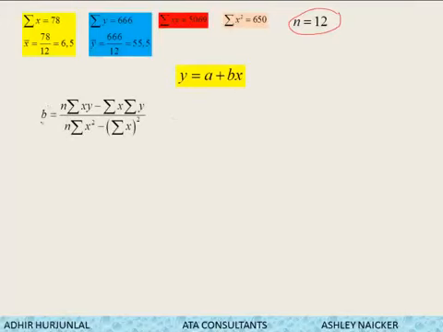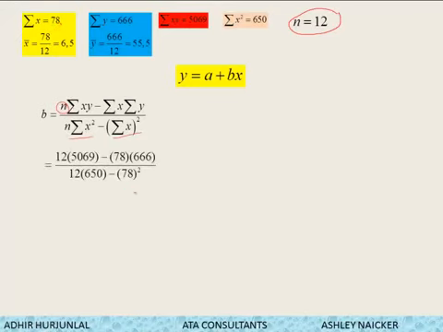The formula to calculate b is as so. What's the value for n? 12. The sum of xy is this value, minus the sum of x. What's the sum of x? 78. The sum of y is here, 666. n is 12. The sum of x squared. These are not the same. The sum of x squared is 650. The sum of x all squared is the 78 all squared. I simply plug the correct values into the equation. Using a calculator, I get the value 5,17.